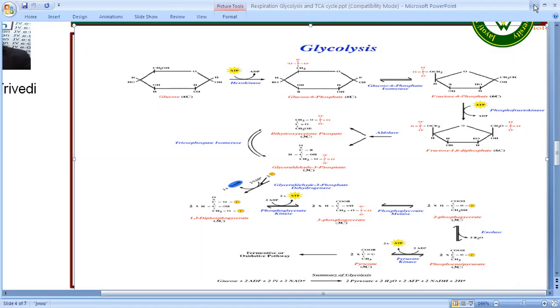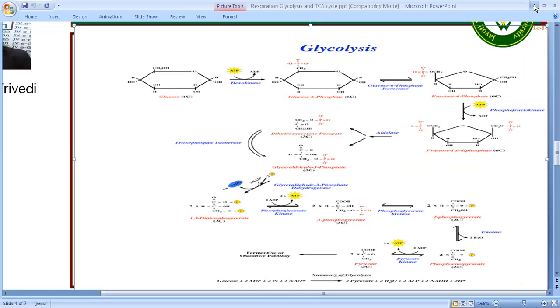So there is an isomerization of glucose 6-phosphate into fructose 6-phosphate. Now this fructose 6-phosphate with a molecule of ATP is converted into fructose 1,6-bisphosphate plus ADP. The fructose 1,6-bisphosphate is converted into 2 trioses, 3-phosphoglyceraldehyde and dihydroxyacetone phosphate, and this is in the presence of aldolase.